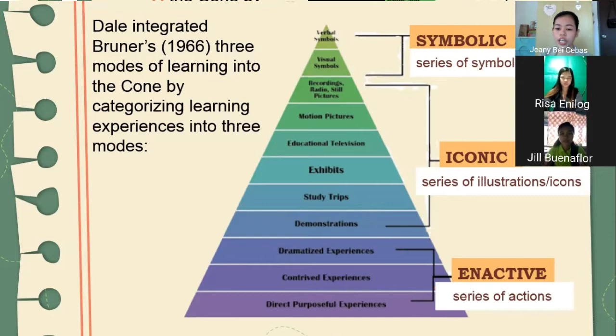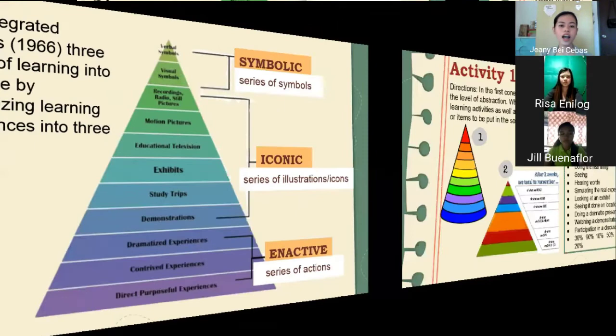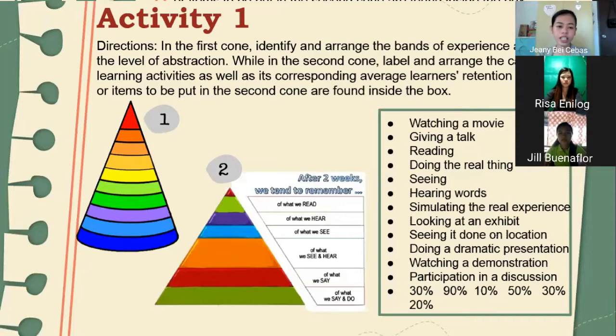So do you have any questions, class? Okay, none so far. So if you don't have any questions, let's have our first activity. As you can see in the slide, there are two cones. In the first cone, I want you to identify and arrange the bands of experience according to the level of abstraction. On the second cone, I want you to label and arrange the categories of learning activities as well as their corresponding average learner retention rate. The items or choices to be put in the second cone are found inside the box. You are given 15 minutes to do that. And please key in your answer in the Zoom chat box.